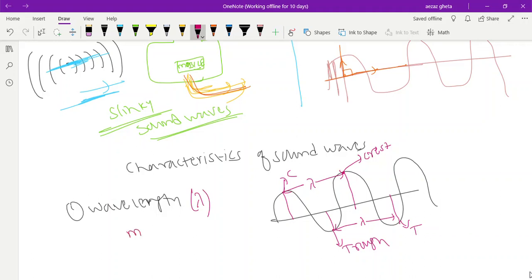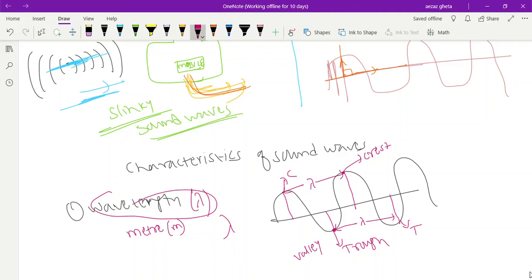The SI unit of wavelength is the meter, m, and wavelength is denoted by lambda. This is lambda, the distance between two consecutive crests or troughs. The peak is called the crest, and the lower valley is called the trough. Okay, what is wavelength? You got it.